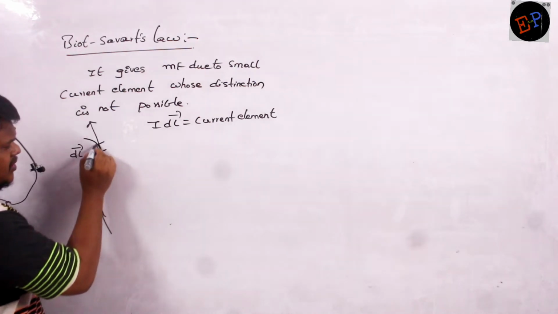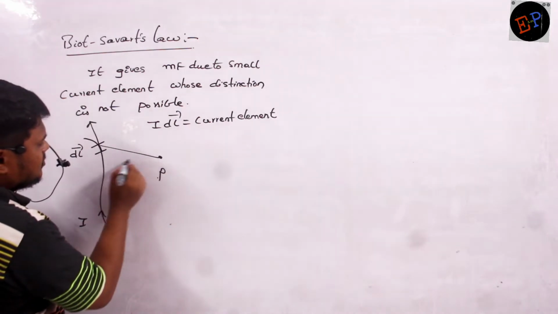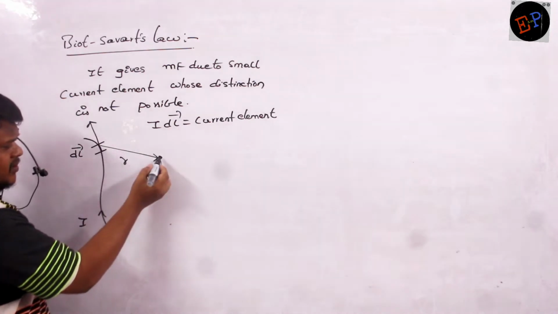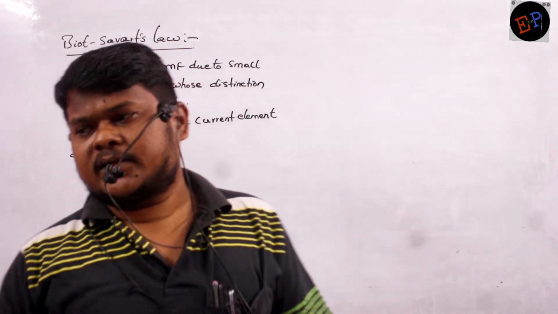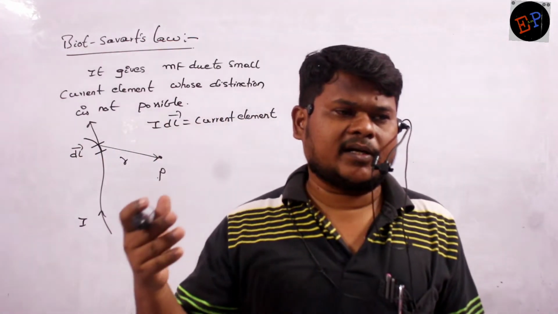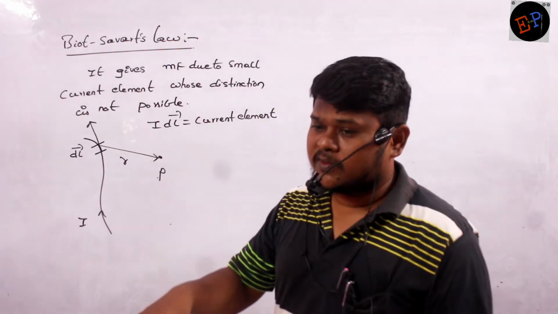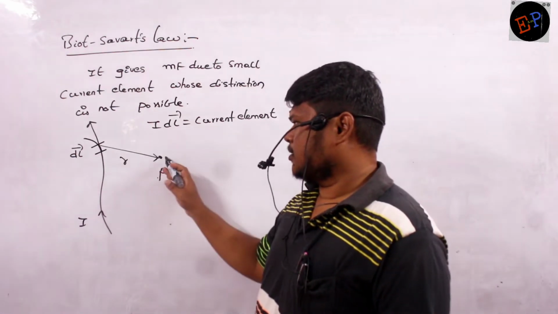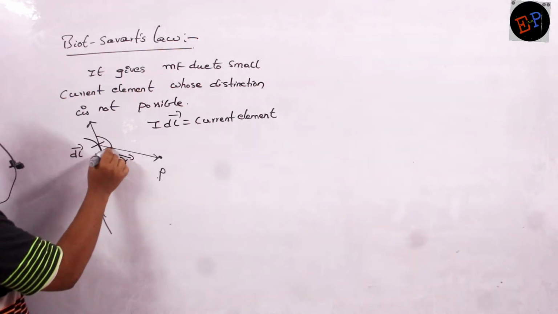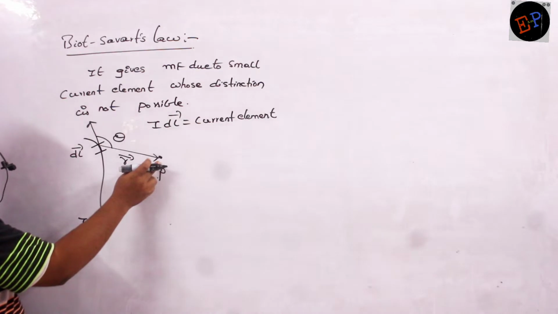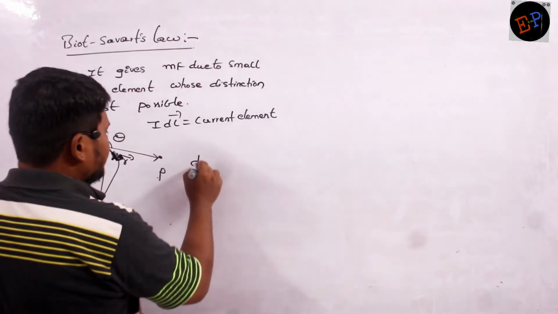So because of this small current carrying element also, if I take somewhere here a point P, which is at a distance of r from this current carrying element, definitely some magnetic field will be produced because of this small current carrying element. Yesterday we studied that current carrying wires produce magnetic field. So this current carrying element also will produce some magnetic field at point P, and the angle between this dl dash and r dash is theta. Okay? So at point P, this small current carrying element will produce some magnetic field, that magnetic field I call dB.